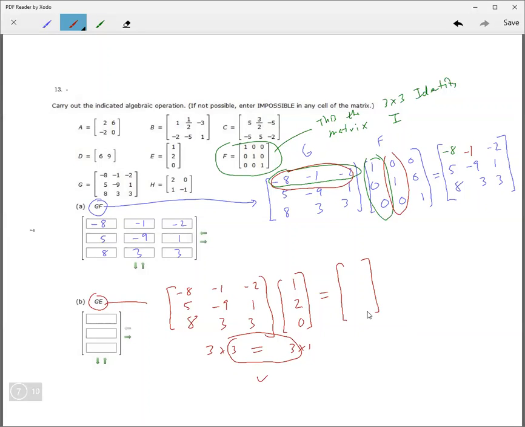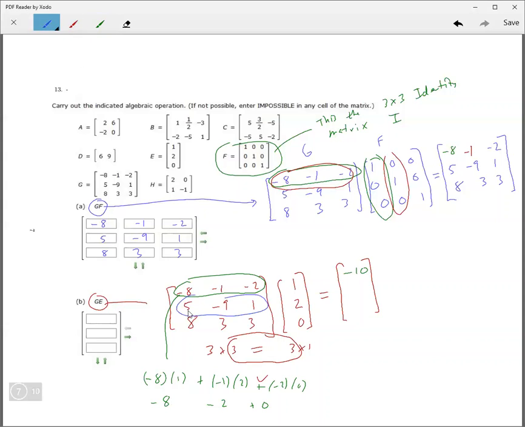Okay, so the first entry will be using this first row times the column. So that's negative 8 times 1 plus negative 1 times 2 plus negative 2 times 0. So let's see, negative 8 minus 2 plus 0. So that's negative 10 in the first slot. For the second slot, we'll use these guys. So 5 times 1 is 5. Negative 9 plus 2 is negative 18. Negative 18 plus 5 is negative 13. So that's going to be negative 13. The last one's 0, by the way.